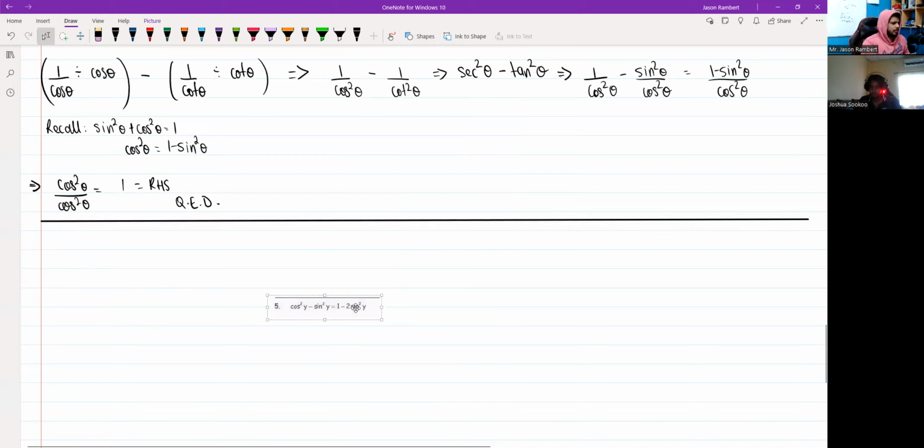Required to prove cosine squared y minus sine squared y is 1 minus 2 sine squared y. Which side do you want to pick, left or right? Which side looks more complicated, left or right?